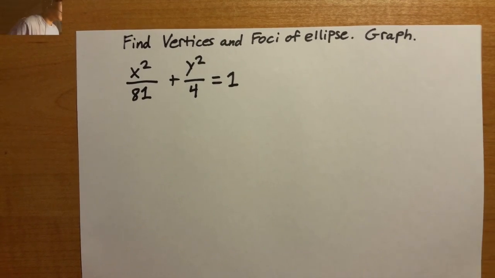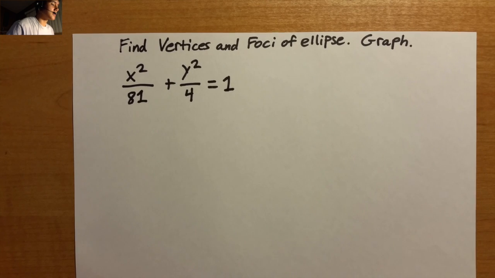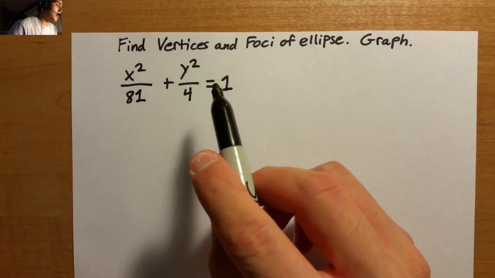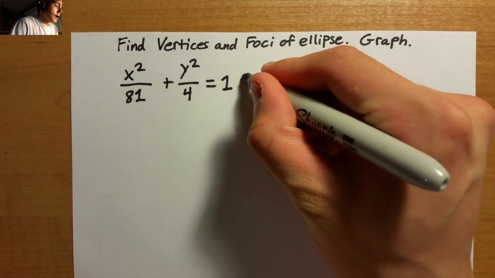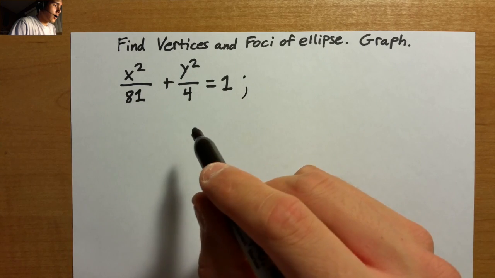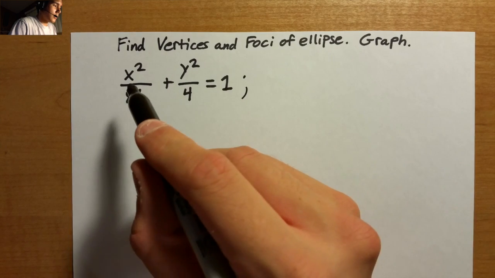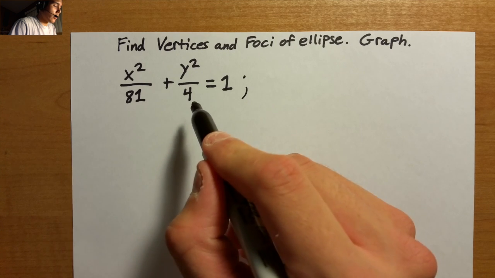Hello, in this video I'll be showing you how to find the vertices and foci of an ellipse and then also graph the ellipse. So we're given this equation, and this equation is going to tell us a few things right off the bat. First, it's going to tell us that our long axis, or our major axis, is going to be on the x because it's 81, which is larger than 4.